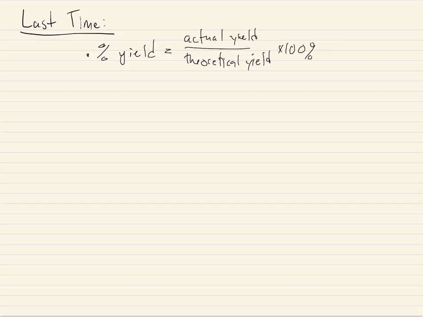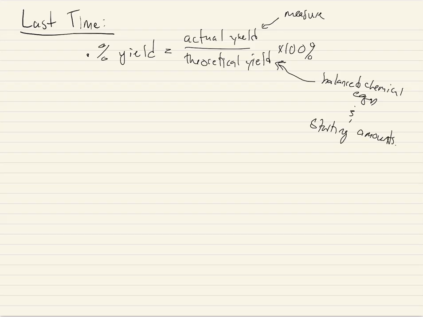And where do we get the actual yield from? Yeah, we measure this, right? This is something that we're measuring or something that's given to us in a problem, right? Because if you're given a question on an exam, you don't necessarily have something to measure right in front of you. And the theoretical yield, where do we get that from? Yeah, this is from the balanced chemical equation and the starting amounts. Right? So this is when we mix together non-stoichiometric amounts of each reactant.